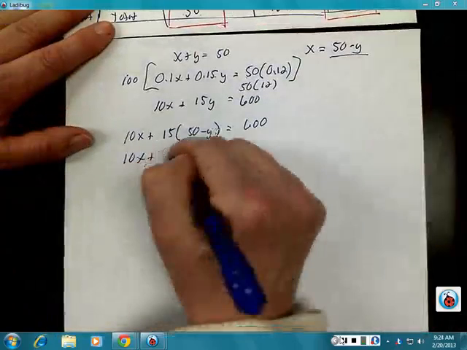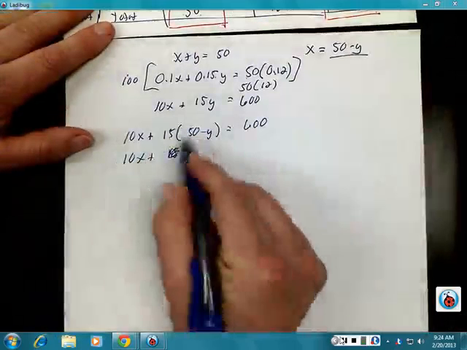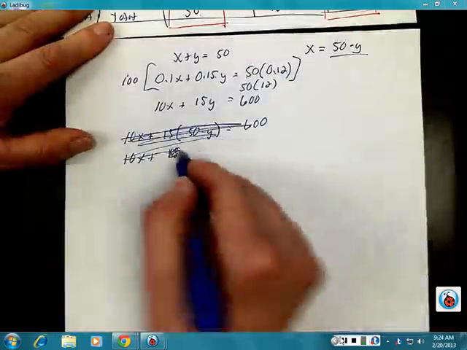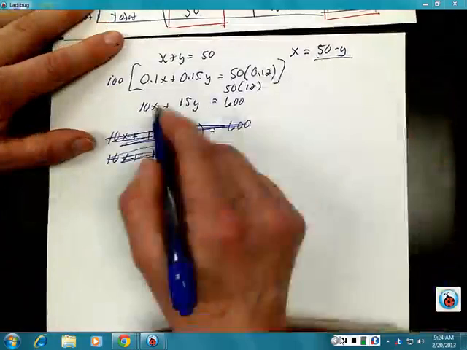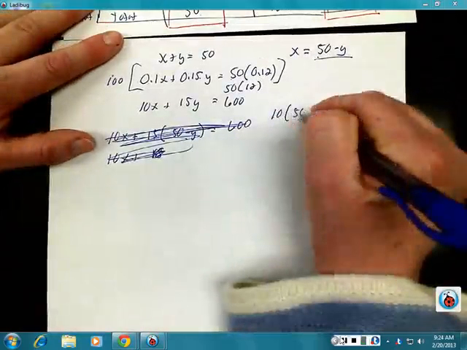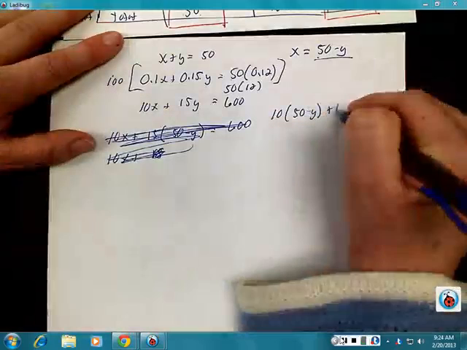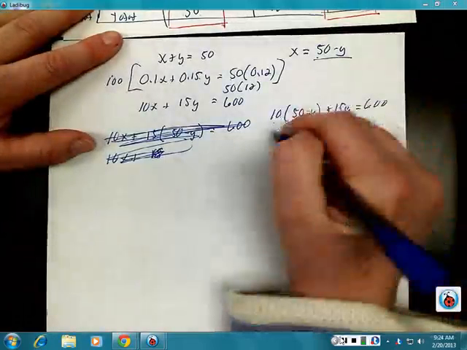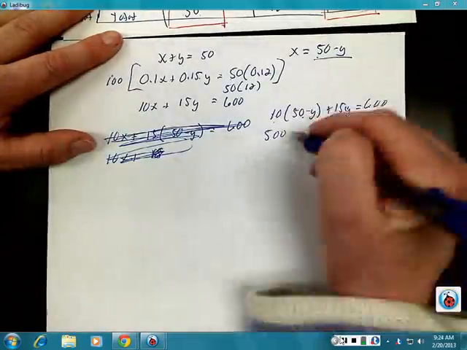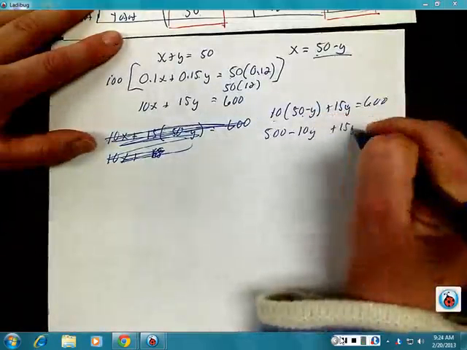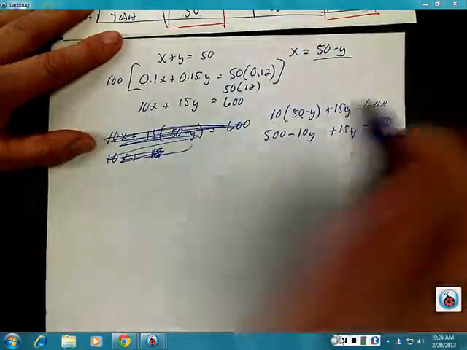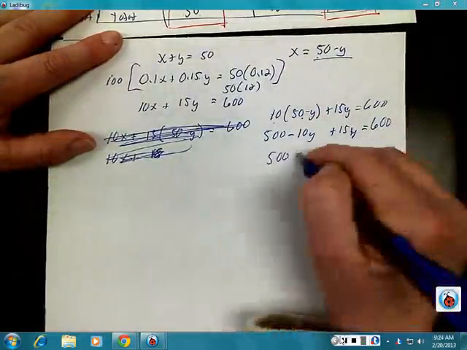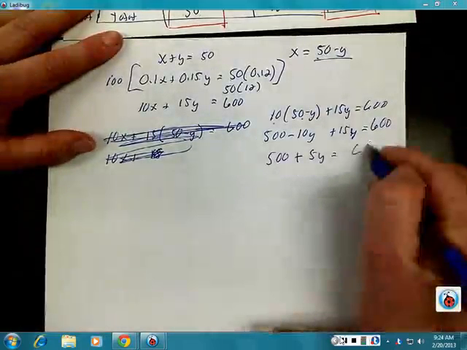So I have 10x plus, whoops. Yeah, heading down the wrong path there. Yes, because this equals x, not y. So 10 times 50 minus y plus 15y equals 600. There, that's healthier. 50 times 10 is 500. 10 times a negative y is a negative 10y. And equals 600. Put my y's together, so I have 500 plus 5y equals 600.